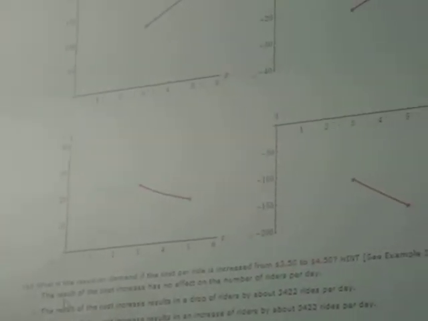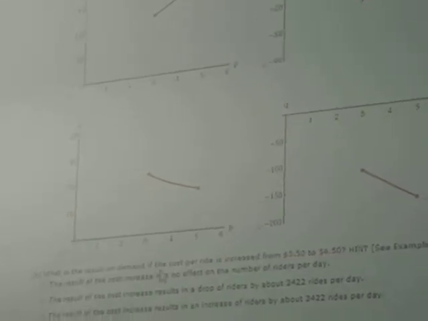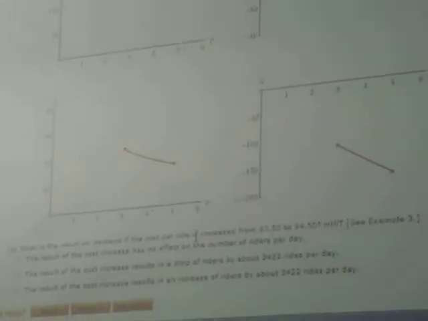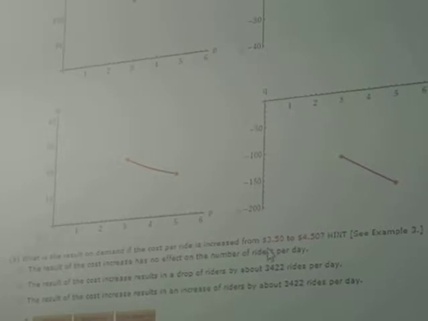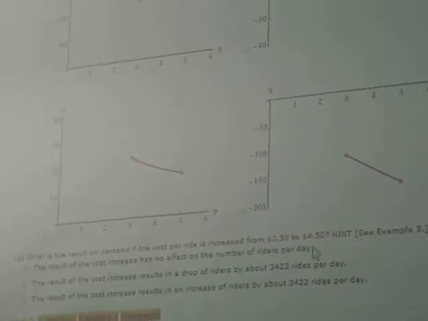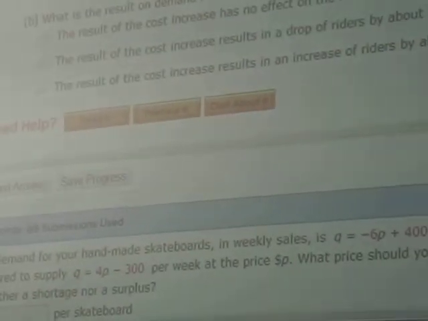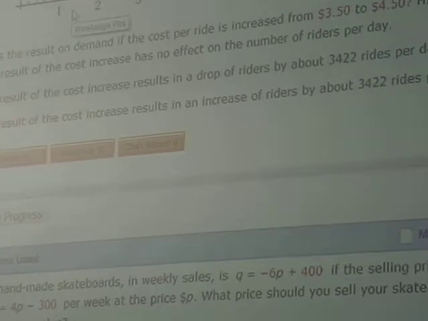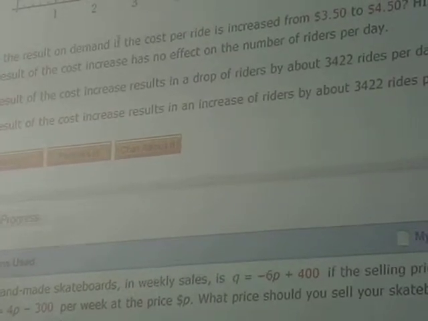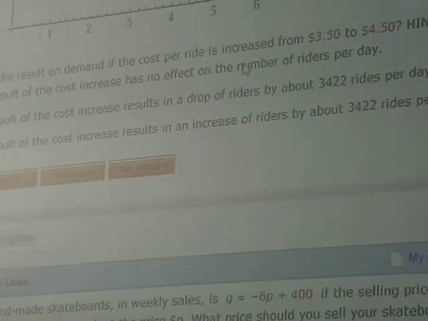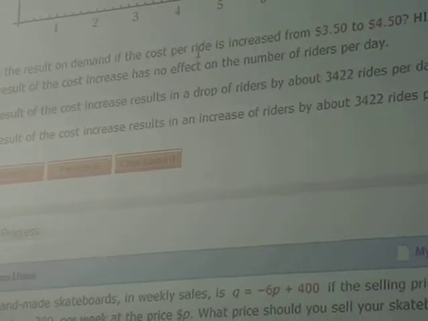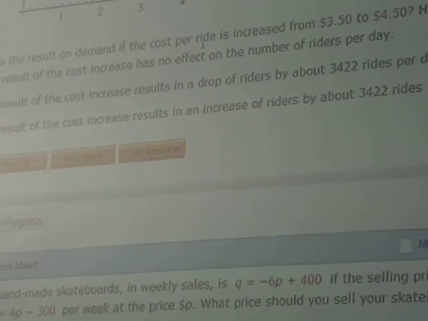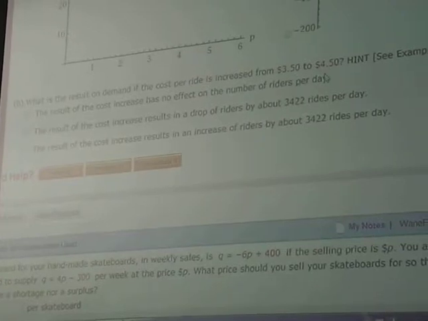What is the result on demand if the cost per ride increases from $3.50 to $4.50? Can you read that? Can you read it now? What is the demand if the cost per ride is increased from $3.50 to $4.50?